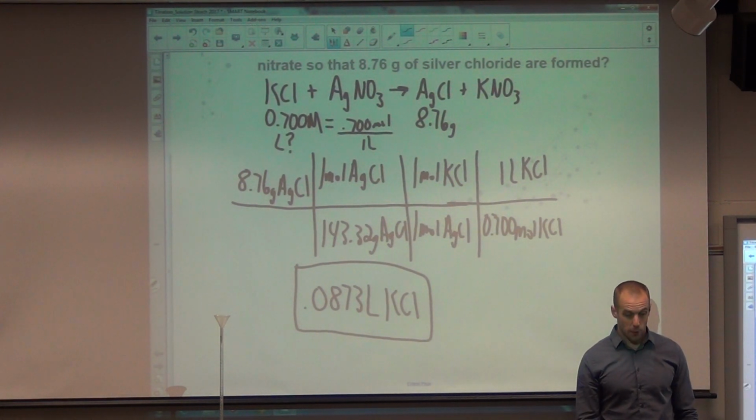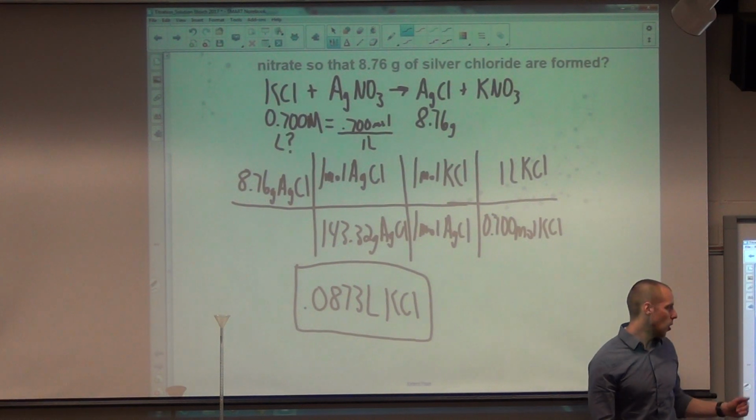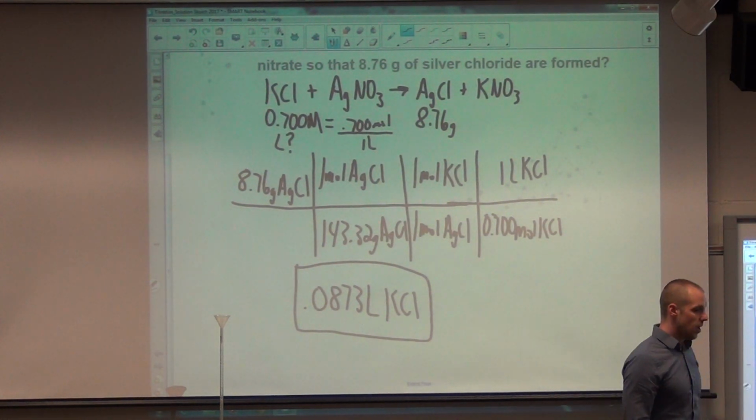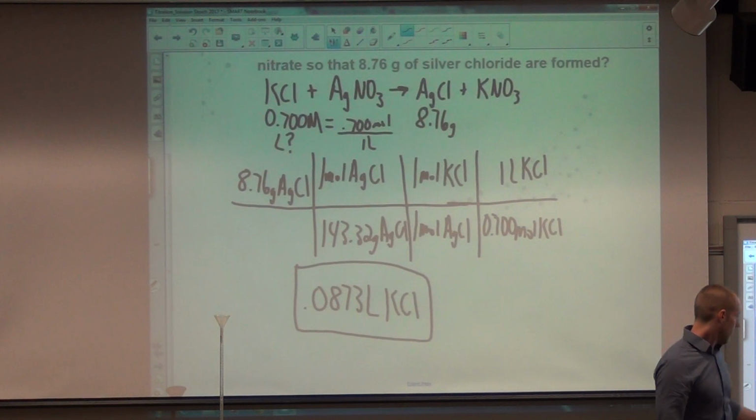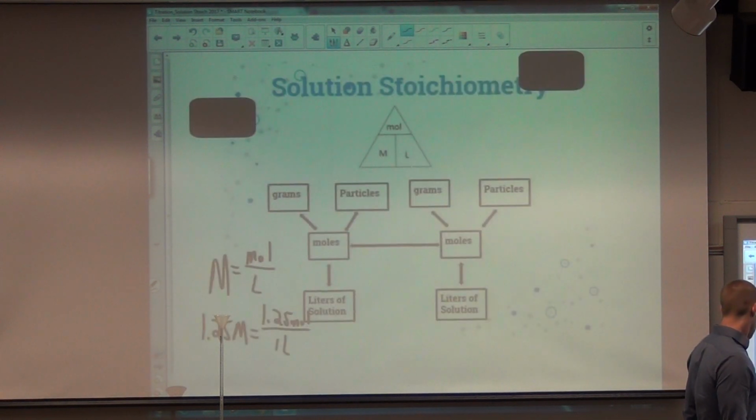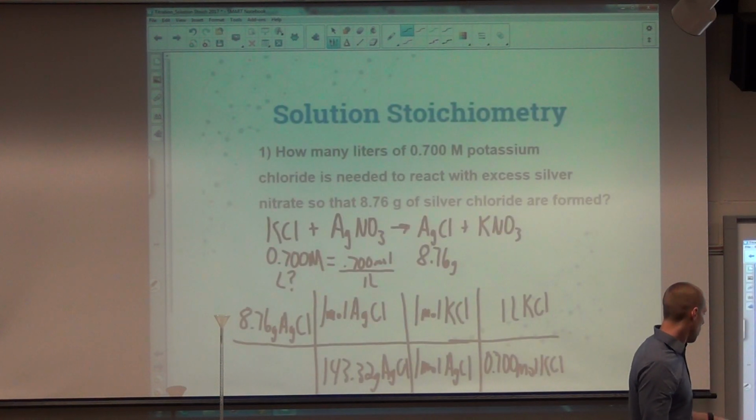Okay, questions on this one? Okay, so how do we know that we are ending with this side of the flow chart? It's because we weren't given a number of liters for our solution. If we're given liters of the solution, we're going to be starting with that. Okay, because we're going to be given that concentration as part of it, always. Okay. Now, the next one.